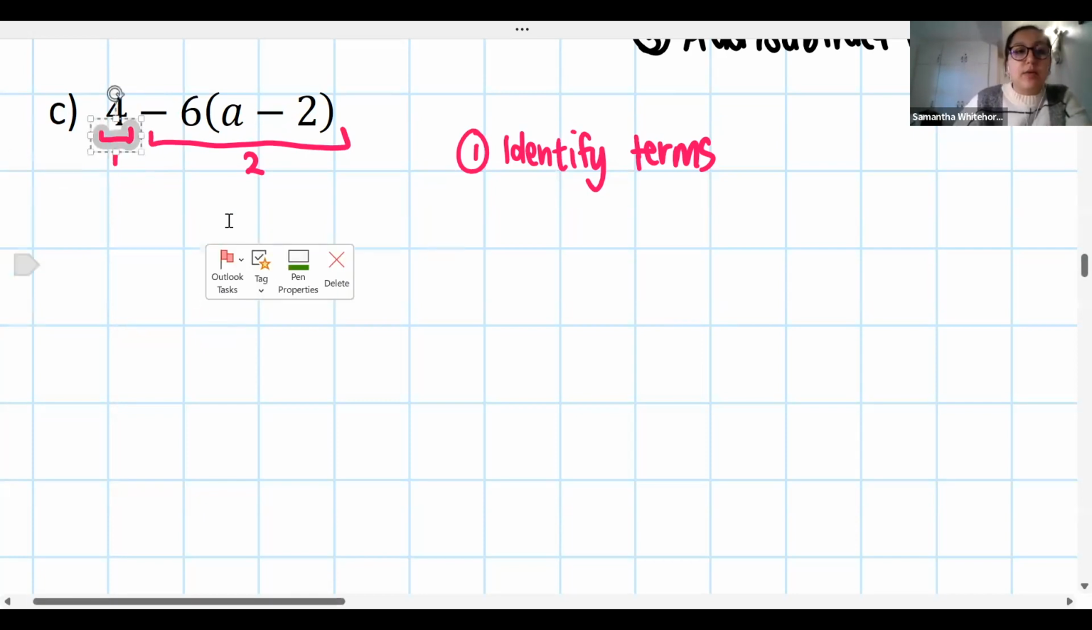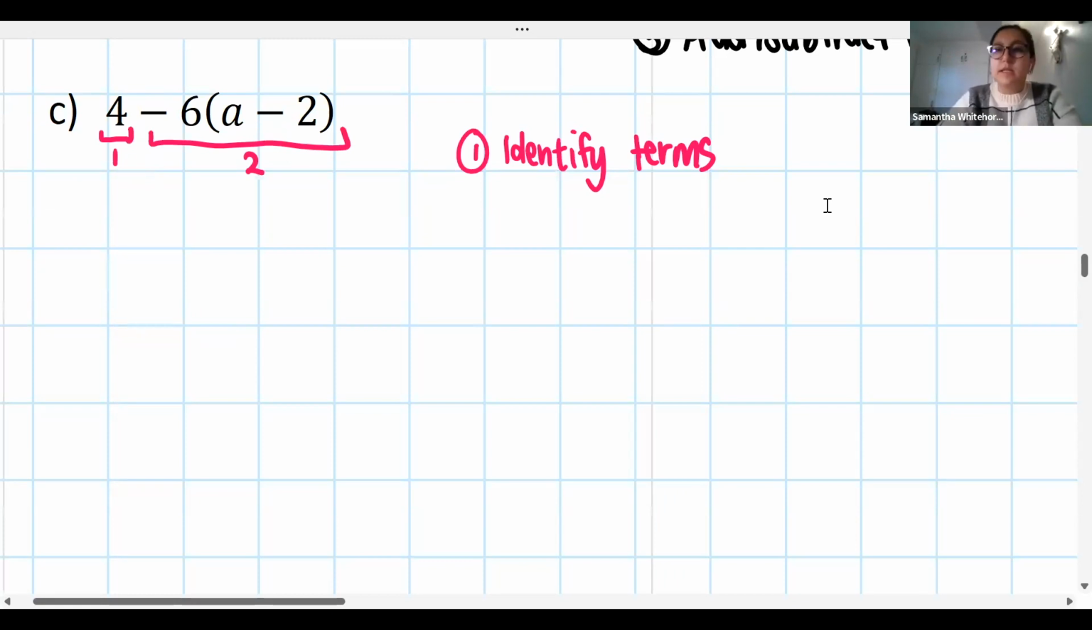And guys, this is where we go wrong. What we do is we say, okay, cool, 4 minus 6 is negative 2, and then we distribute. We cannot do that. They are two separate terms. You need to keep them separate. So really, really important is identifying your terms.